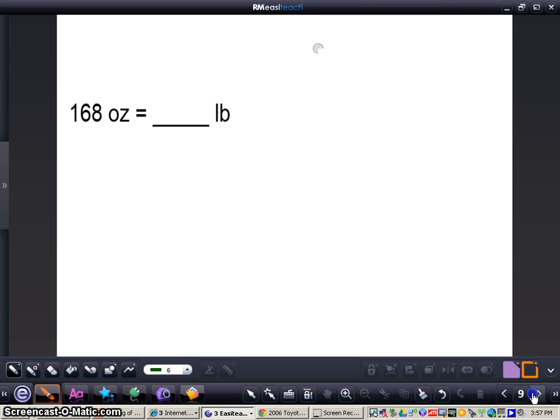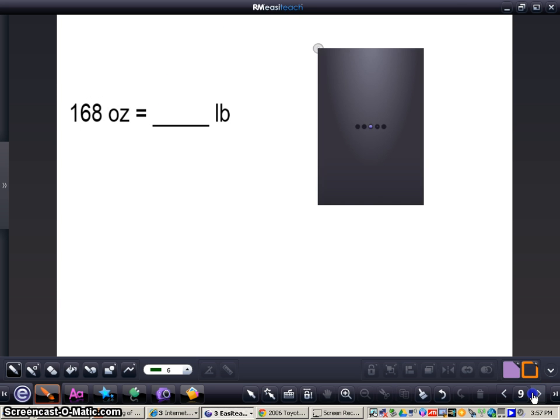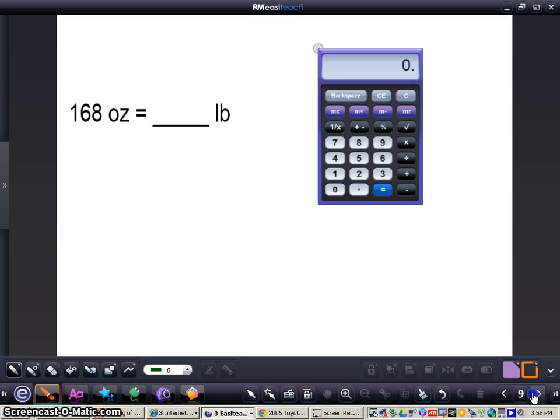Now what I want you to do is complete this problem all by yourself. Press pause, complete the problem, then press play, and I'll have the answer for you. Our answer for this problem is 10 and 5/10 pounds. We took 168 and divided it by 16 because we are going from smaller to larger, and also by the number 16 because there are 16 ounces in 1 pound. So the answer is 10 and 5/10.